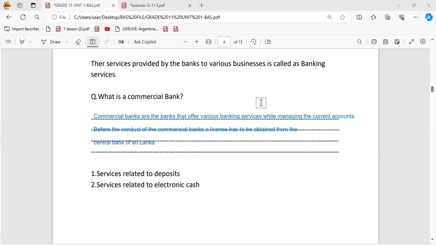The central bank is the main one. But other than the central bank, there are some other banks also. That is what you call commercial banks. Therefore, what are the commercial banks in Sri Lanka? Sampath Bank, People's Bank, BOC, NSB, all those are the commercial banks of Sri Lanka.